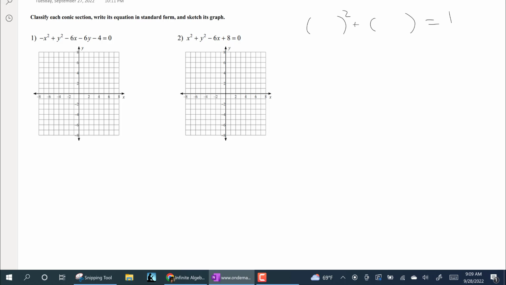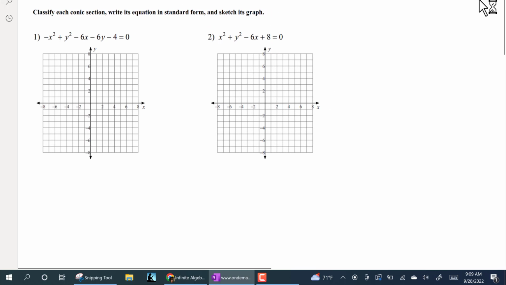you see stuff in this fashion. Then there's a number over here, and then you decide if it's a hyperbola or ellipse or whatever the item is. When there are x's to the first and y's to the first, that means you have to do the extra task of completing the square.